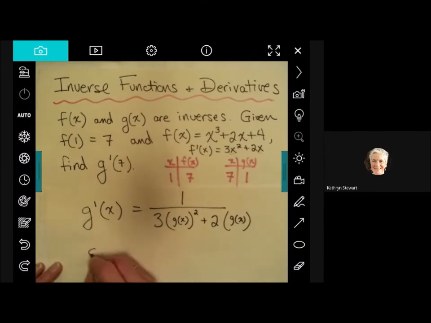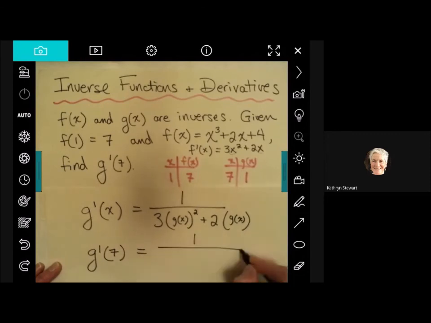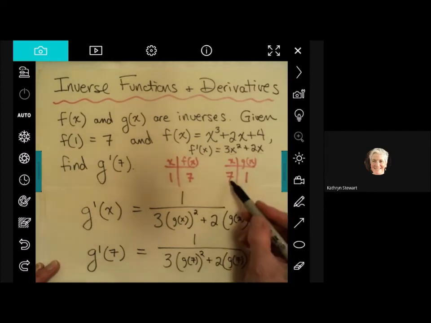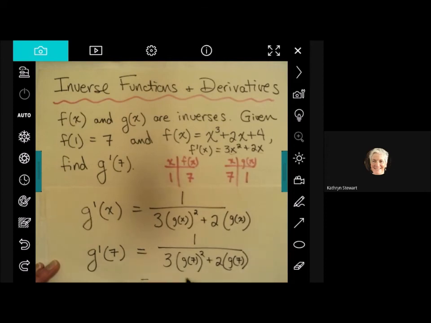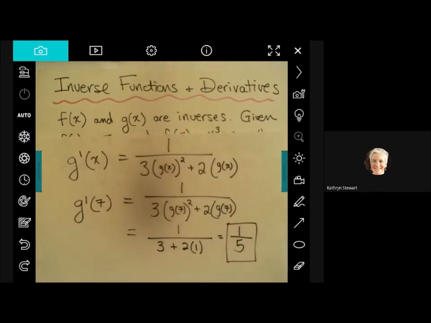All right, so now if I want to find a specific g prime of 7, it's going to be 1 over 3 times g of 7 squared plus 2 times g of 7. And I'm kind of back where I was before. So what is g of 7? Oh, g of 7 is 1. So that's going to give me 1 over 3 times 1 squared, which is 3, plus 2 times g of 7, which is 1. And that gives me 1/5, which is what I got doing it the other way.